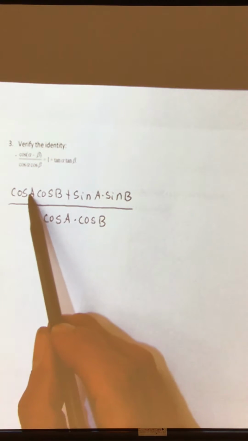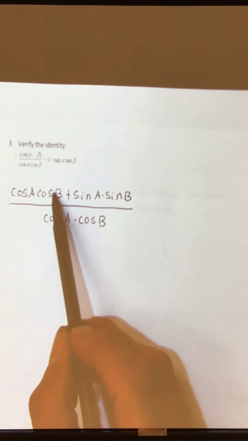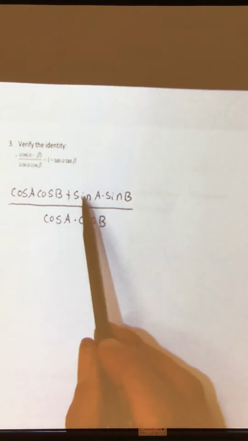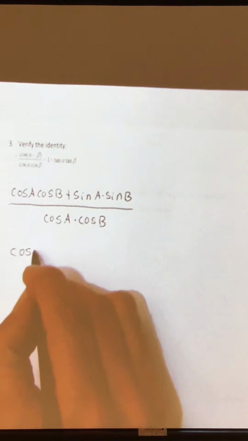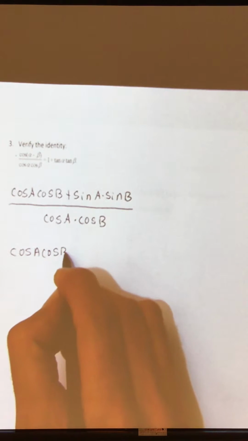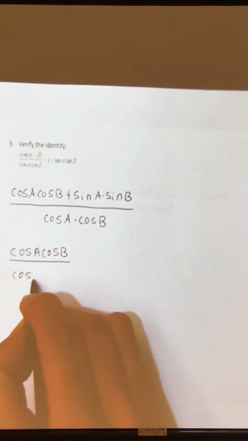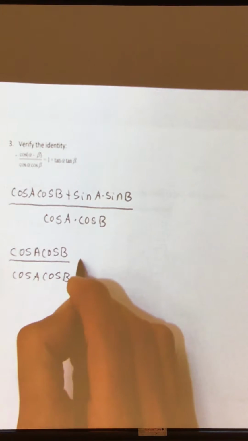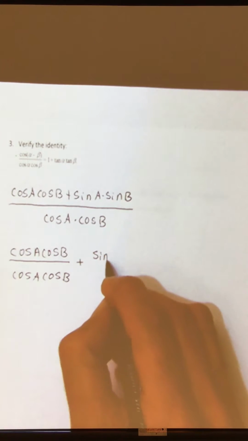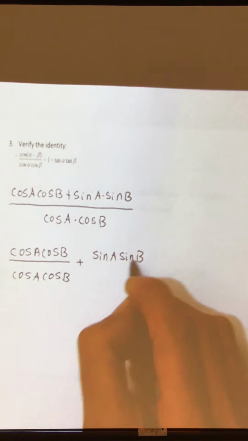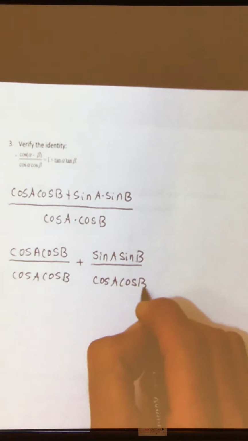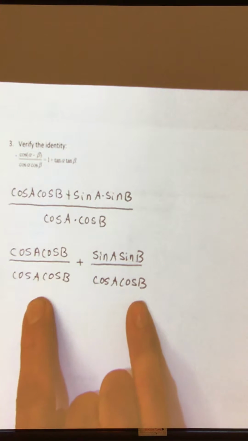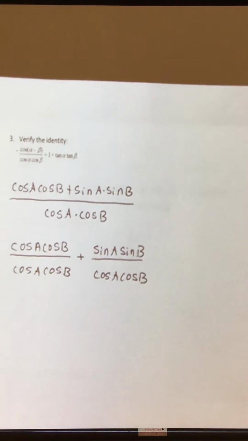In a fraction, I'm allowed to separate the numerators and write this piece divided by the denominator, plus separate fraction, this part of the numerator divided by the denominator. And that's what I will do. Cosine A cosine B divided by its denominator. And then separate fraction for the second piece of the numerator divided by the same denominator. See, normally when you have a common denominator, you write the denominator one time and then you add the tops. And this is the arithmetic in reverse.